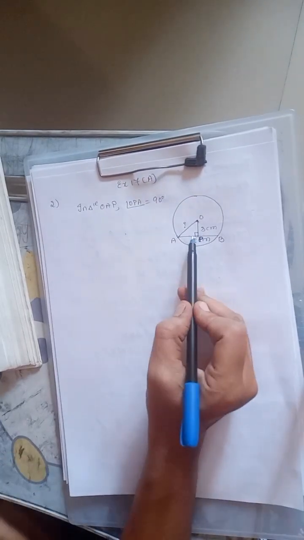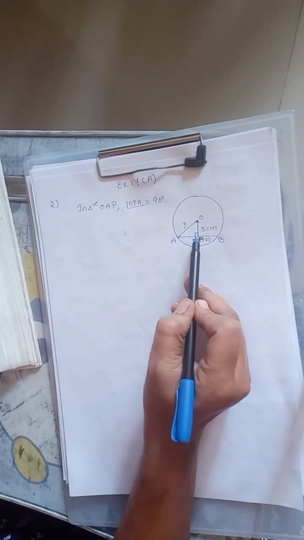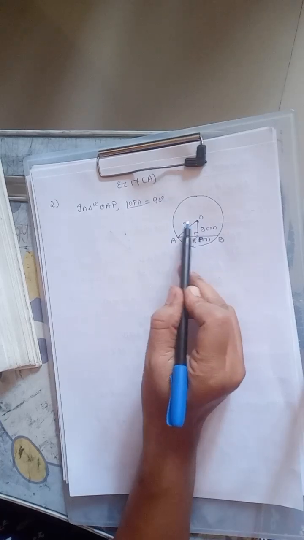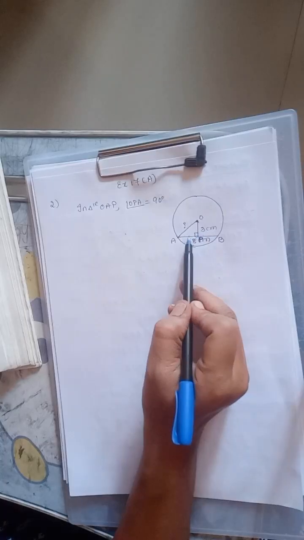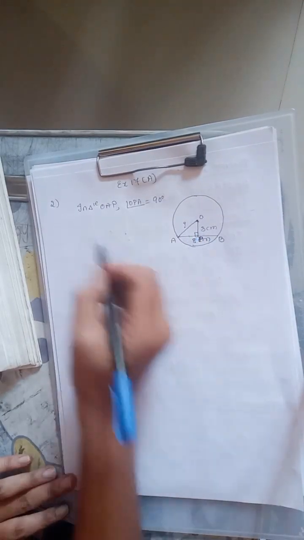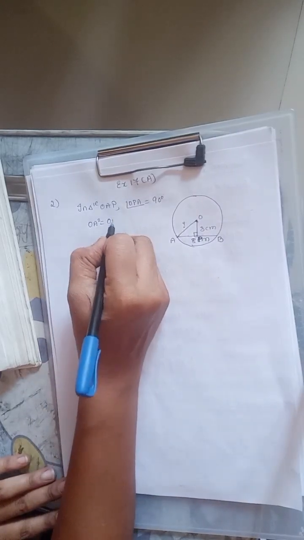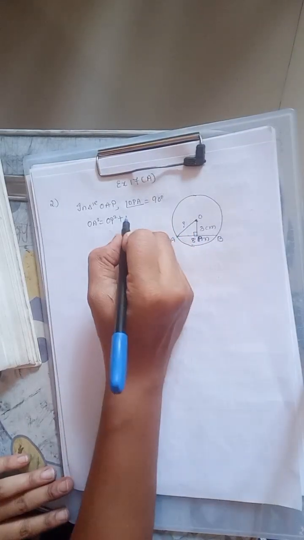See here, for applying the Pythagoras theorem, what is the hypotenuse here? Exactly, the side opposite to the 90 degree is called the hypotenuse. In the right angle triangle, the square of the hypotenuse is equal to the sum of the squares of the other two sides according to the Pythagoras theorem. Now apply the Pythagoras. That is OA square is equal to OP square plus AP square.